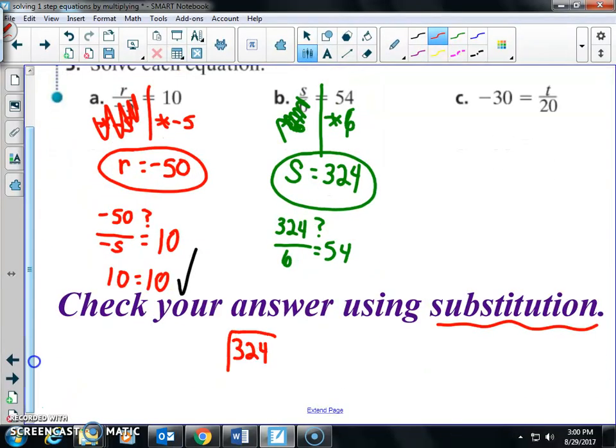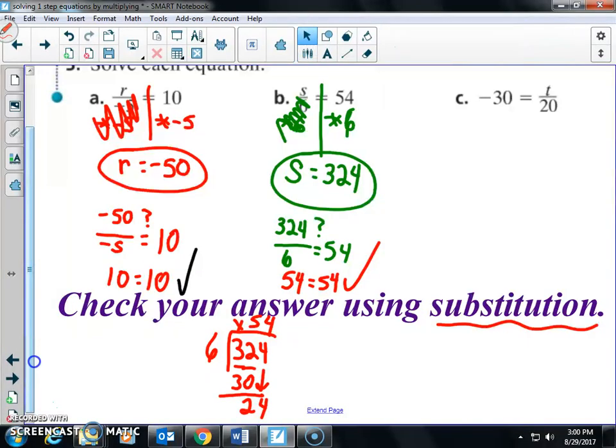324 divided by 6. 6 won't fit into 3, but it fits into 32. 6 times 5 is 30. 2 left, bring down the 4. 6 fits into 24 4 times. I got 54 on the left, and that equals 54 on the right. Check. I know I did it right.